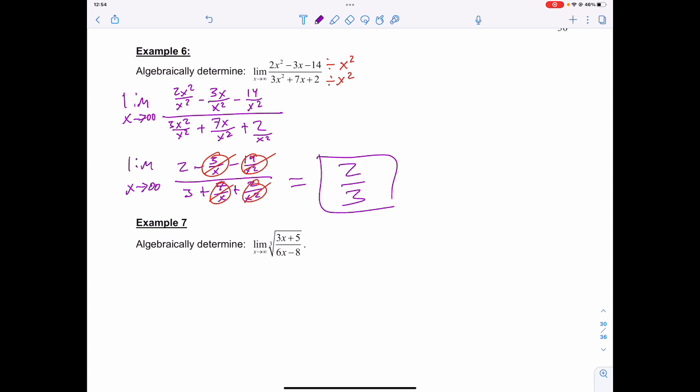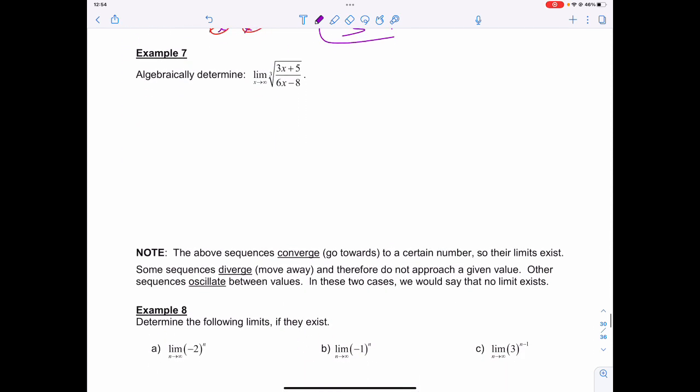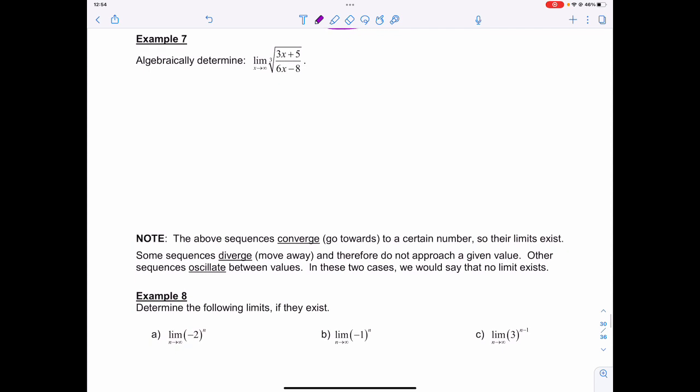For example 7, some people get scared by this because it doesn't look like it's similar to our previous examples. In this case, when it's asking the limit as x approaches infinity of the cube root of 3x plus 5 over 6x minus 8, then that radical often throws people off.